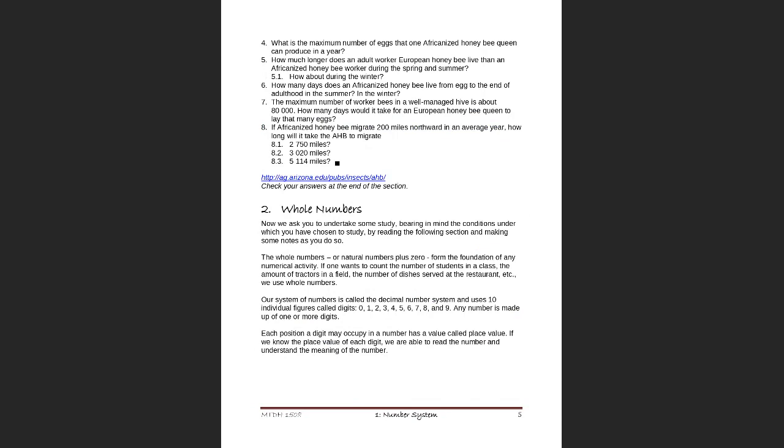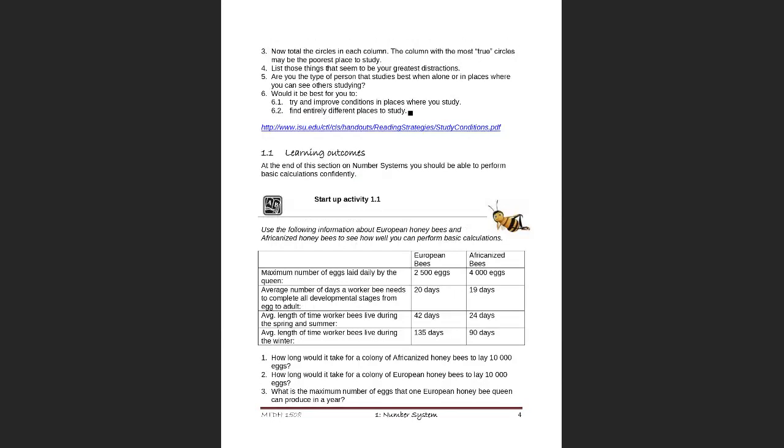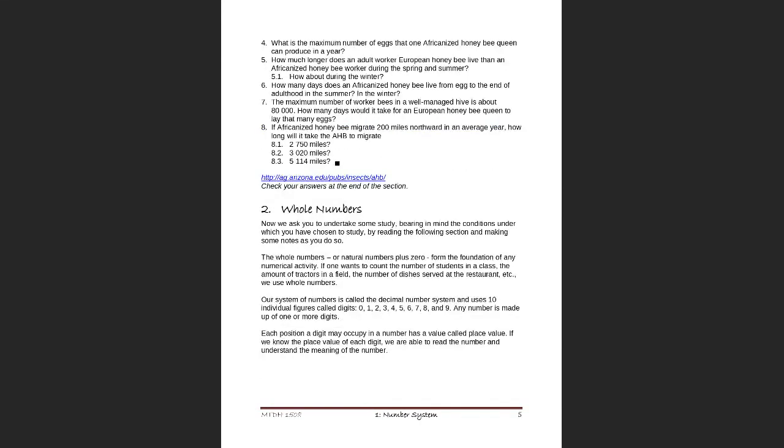Now, I think the next question is question 6. It asks how many days an Africanized bee lives from egg to the end of adulthood in summer. That answer is straightforward from the question. From the table, the average number of days to complete the developmental stage from egg to adulthood is 19 days for the Africanized bee and 20 days for European bees.